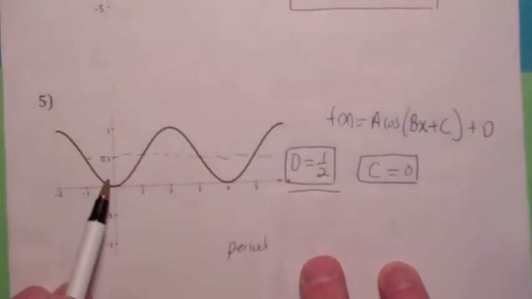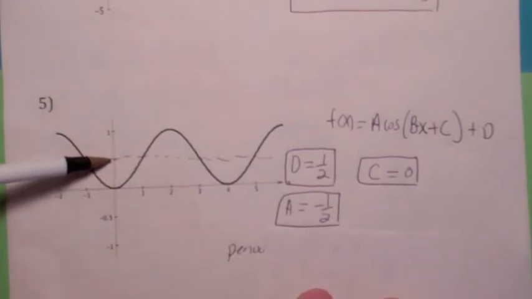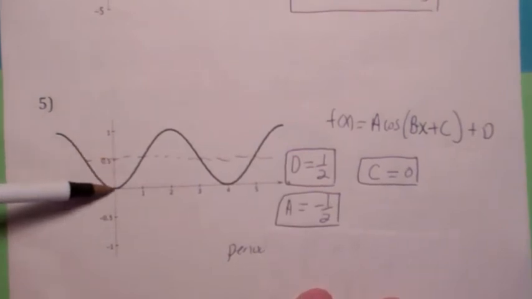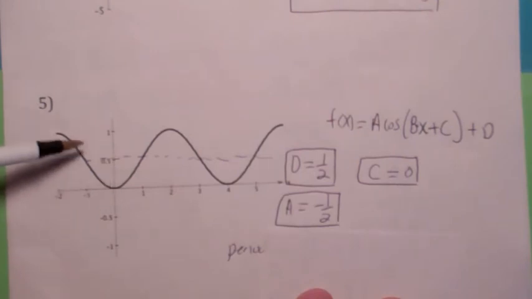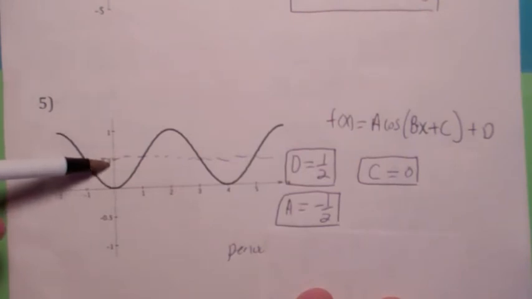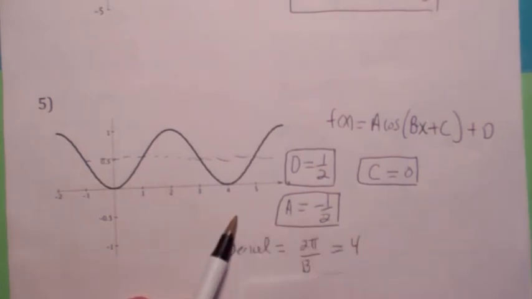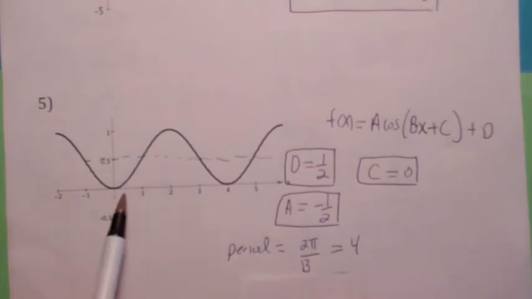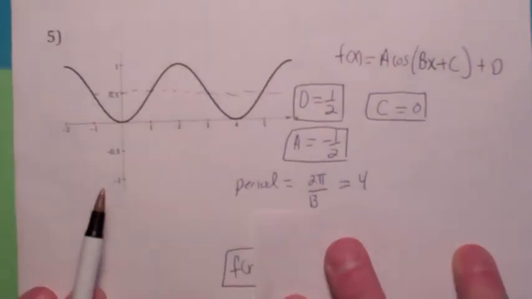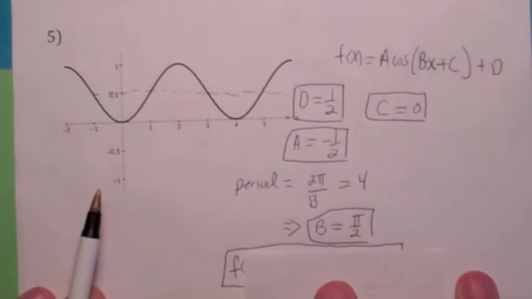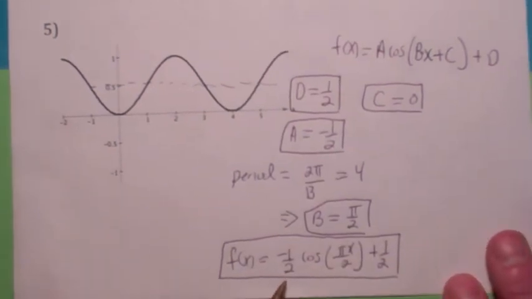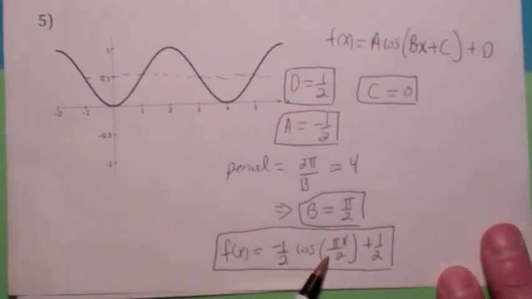Now, what would A be? If you use a cosine, it starts off on the bottom and it goes up. That means that there's a reflection. But what is the amplitude? From here to here is 1/2, right? So A becomes -1/2 because of the reflection. The period is from here to here. That looks like 4. So 2 pi over B equals 4. That means B, if you solve for B, you get pi over 2. So here's your answer. -1/2 cosine of pi x over 2 plus 1/2.